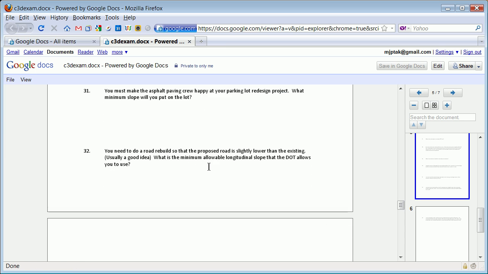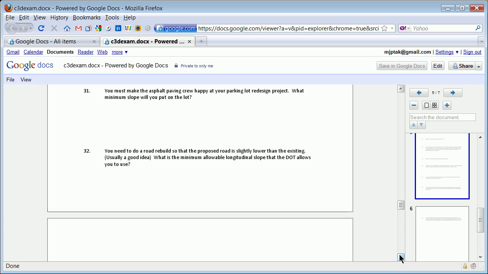Minimum allowable longitudinal slope on the DOT is 0.3%. Remember, we talked about 4 inches per 100. 0.3% is not 3%. It is not 30%. It is not 0.03%. It's 0.3%, or essentially what we talked about, around 4 inches per station or per 100.